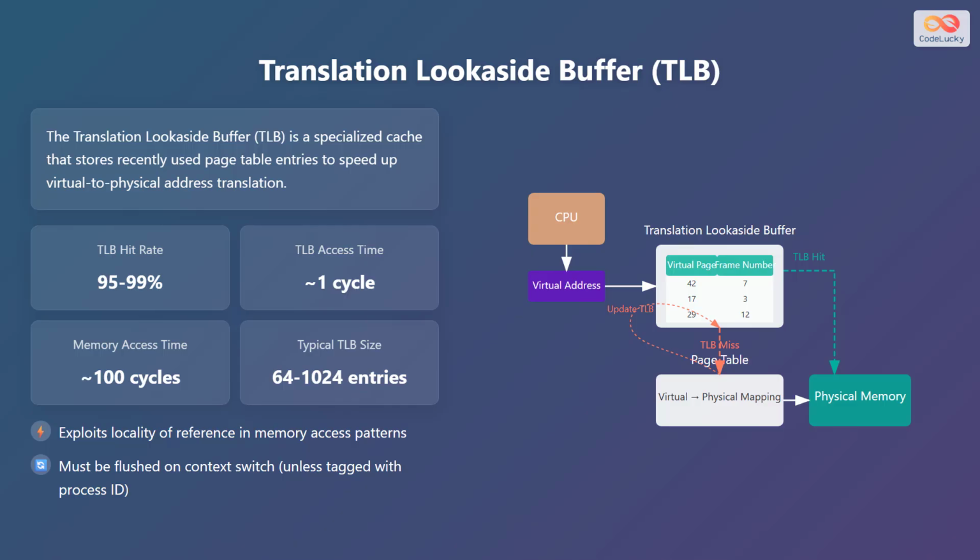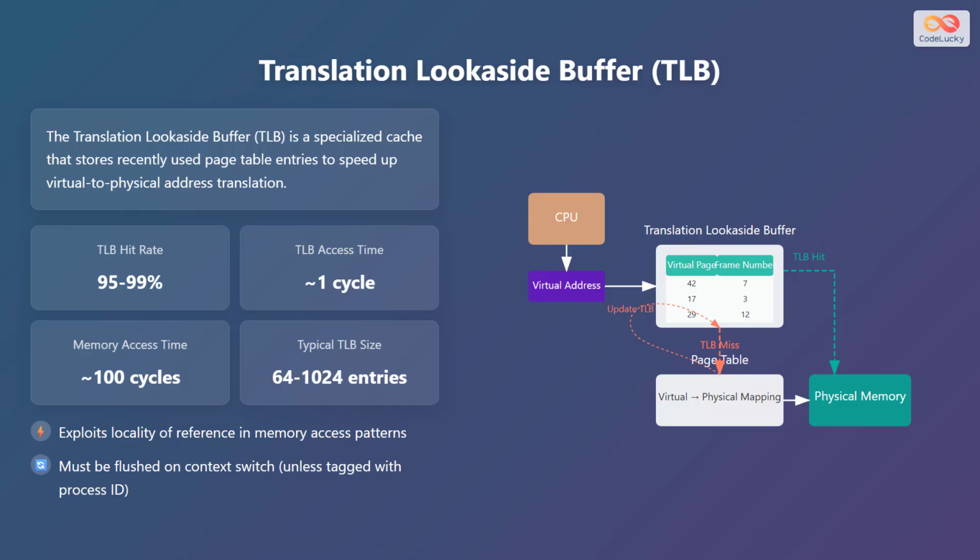TLB hit rate is 95 to 99%. TLB access time is around 1 cycle. Memory access time is around 100 cycles. Typical Translation Lookaside Buffer size is 64 to 1024 entries. Exploits locality of reference in memory access patterns.